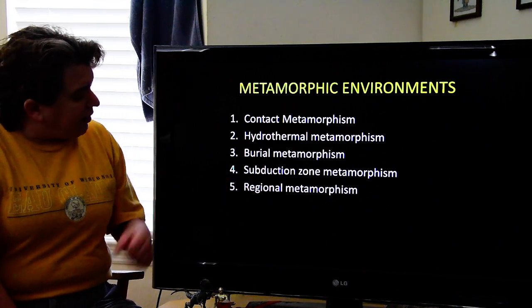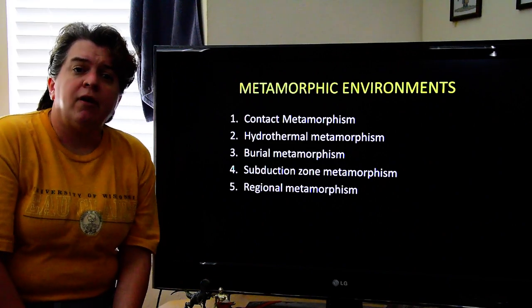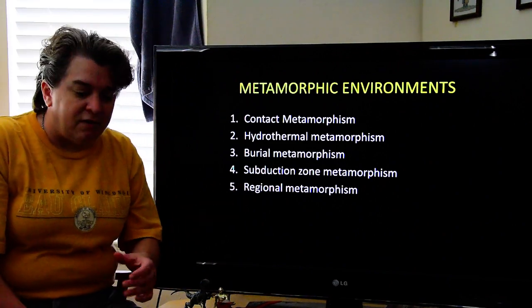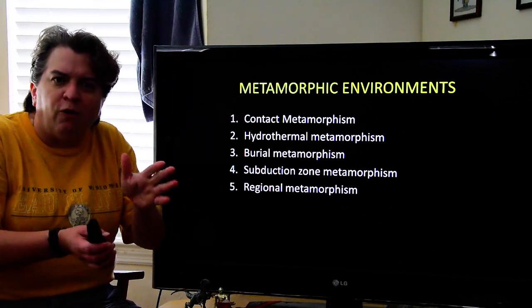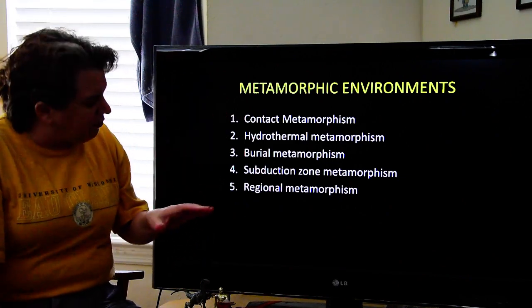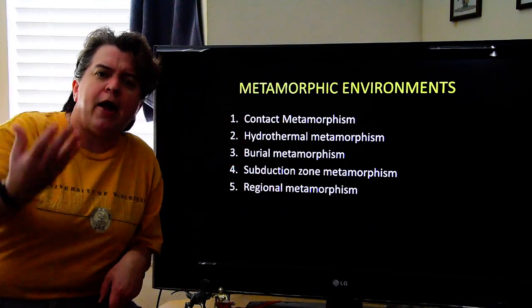We also can have something known as regional metamorphism. Regional metamorphism, as the name suggests, is not something localized, right? Remember, contact metamorphism is very local, right? It's right up against that igneous intrusion. Well, regional metamorphism is going to be over a whole big area.